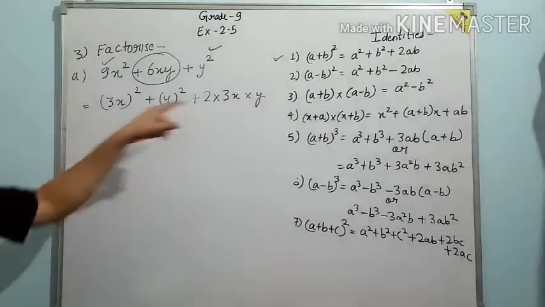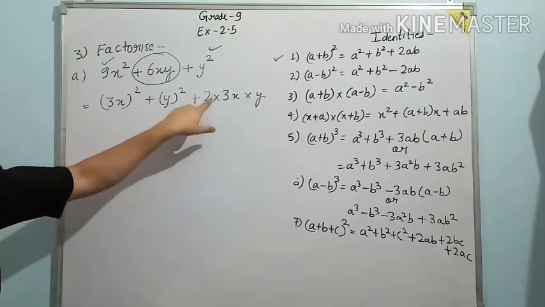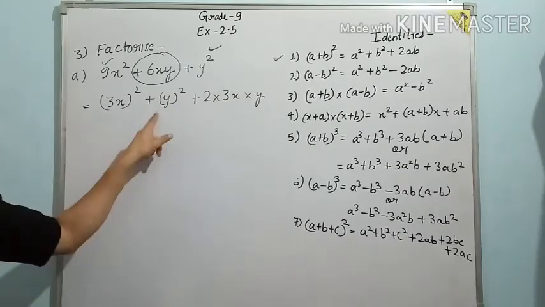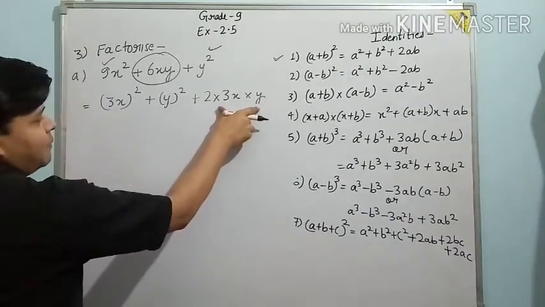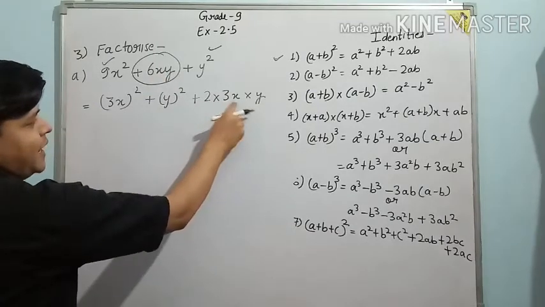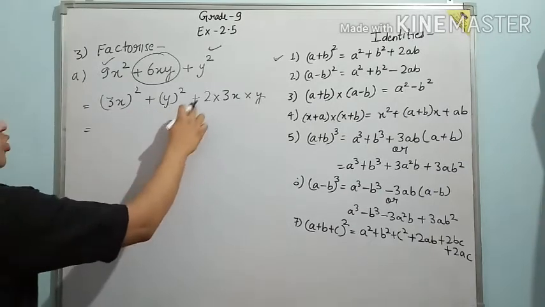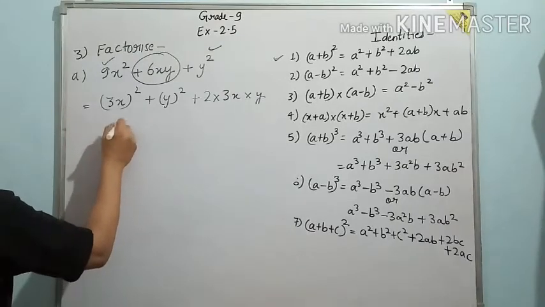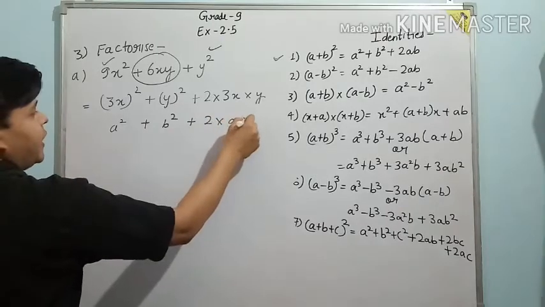So as you can compare with this now, a square plus b square and plus 2 multiply a is 3x, I have written here 3x, then b is y, I have written here y. I think you can check that when you get the product of these three, you get 6xy. That means 2 times 3 is 6, x and y. So it has become a square plus b square plus 2ab, right? So I'm also writing here a square plus b square plus 2ab.